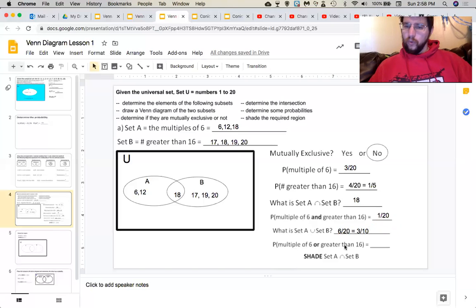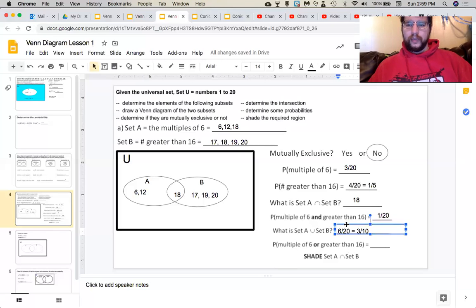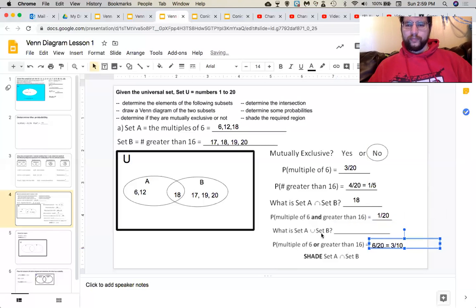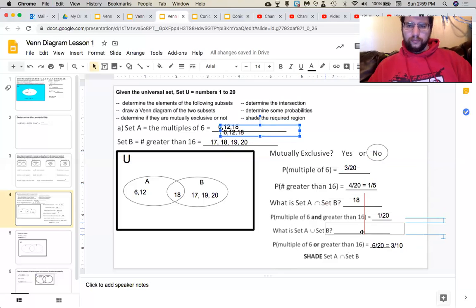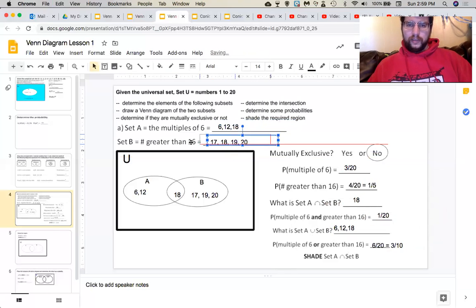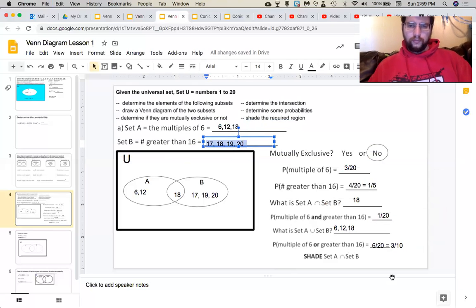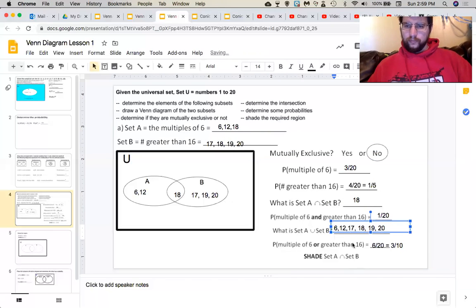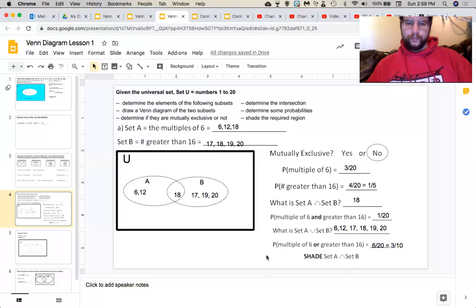Probability of multiple of 6 or greater than 16. Oh, sorry. I actually did the probability there. This is asking for what is that set. Well, that would be this set combined with this set. But again, we're not going to count that twice. So there we go. That's what they are. We have 1, 2, 3, 4, 5, 6 elements in there.